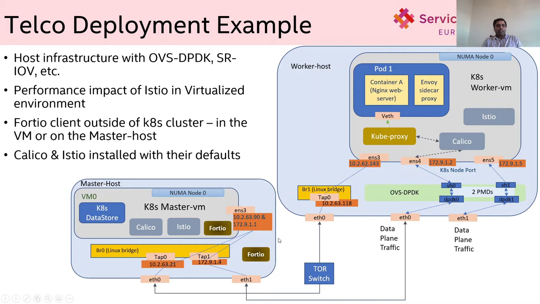And the Fortio client would talk to an Nginx web server running in a pod along with an Envoy sidecar proxy. I have two configurations here: the Fortio client running as a process outside of the Kubernetes cluster, either within the Kubernetes master VM or on the bare metal host. And the idea is to understand the north-south traffic going in and out of this host.